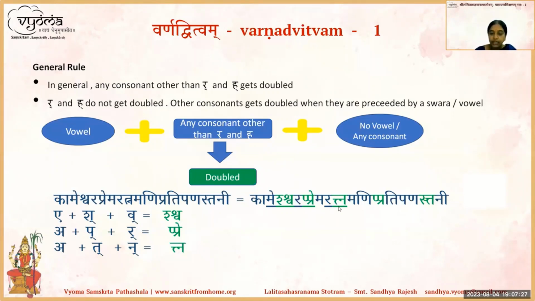Let us look at the next one, Ratna. So we have A Swara in Ra plus Ta plus Na. Okay. So Swara, consonant, and another consonant. So the first consonant in this case is Ta, which is the Vyanjana. So Ta is getting doubled. So if you see here, Kameshwara Prema Ratna Mani Pratipanastani.